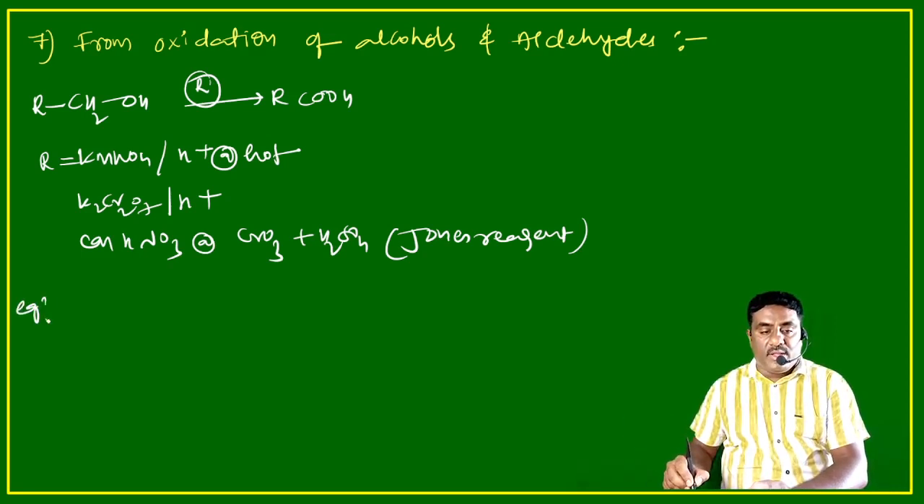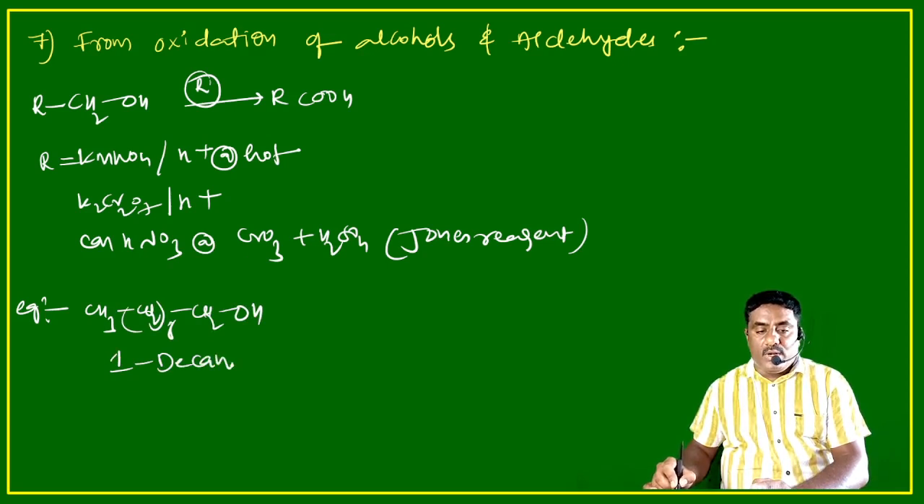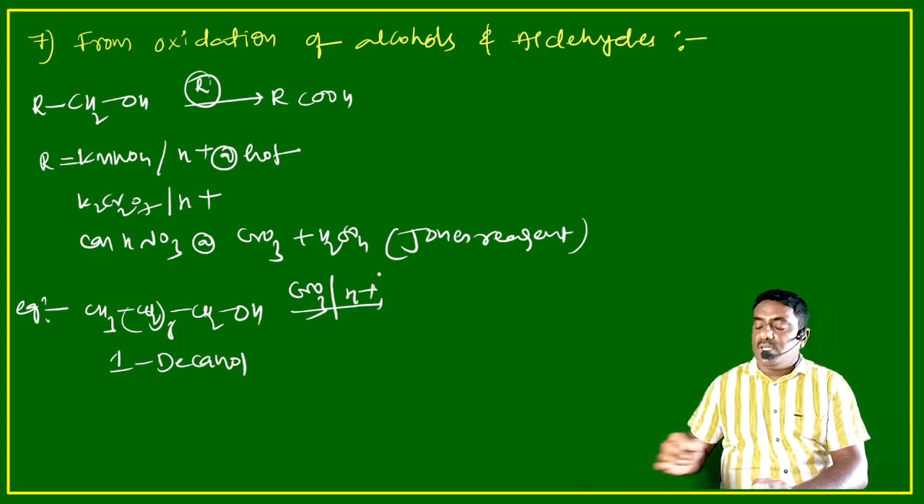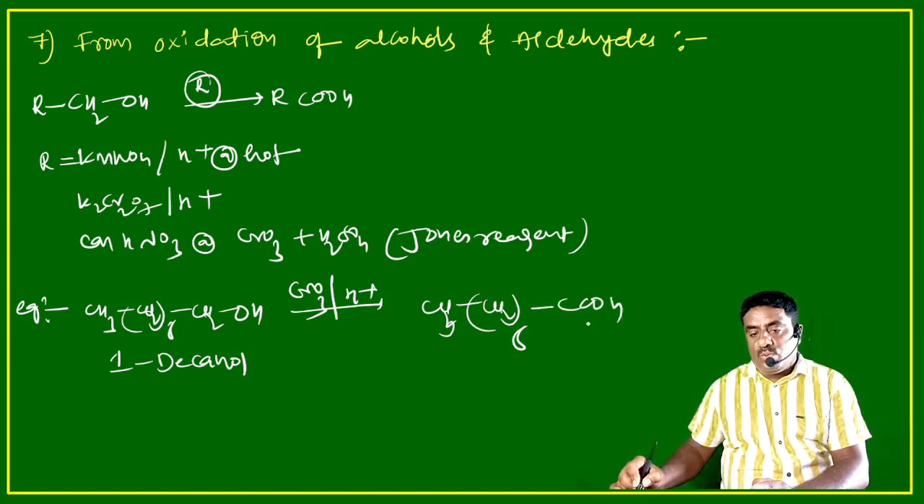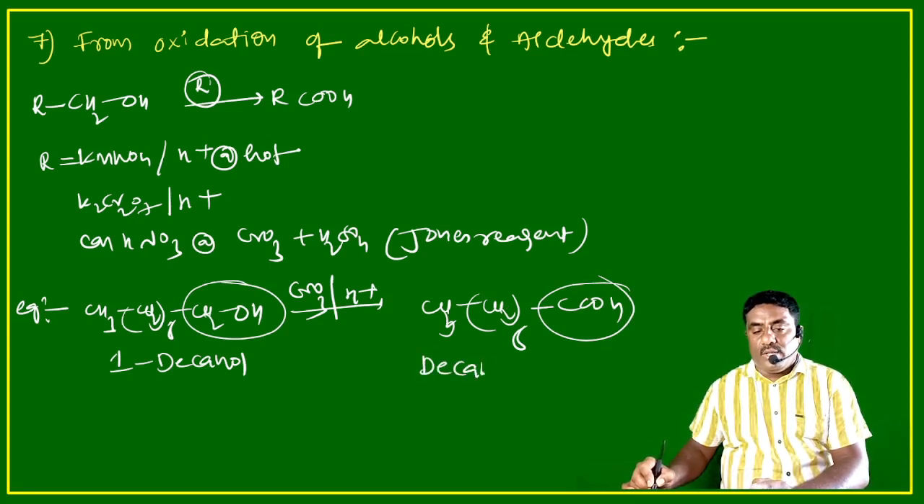If I am taking the alcohol decanol, CH3 (CH2)8 CH2OH, it is 1-decanol. 1-Decanol in presence of Jones reagent, CrO3, H plus meaning H2SO4, is converted to carboxylic acid, CH3 (CH2)8 COOH. This CH2OH is converted into COOH. It is decanoic acid.